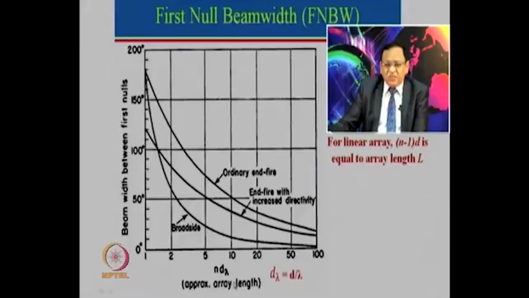Now there is just one small approximation which I want to highlight, that is n d by lambda is considered as approximate array length. What is d by lambda? That is d divided by lambda. But in reality for linear array with uniform spacing d, array length is actually equal to n minus 1 times d. Okay. So this is just an approximation over here.